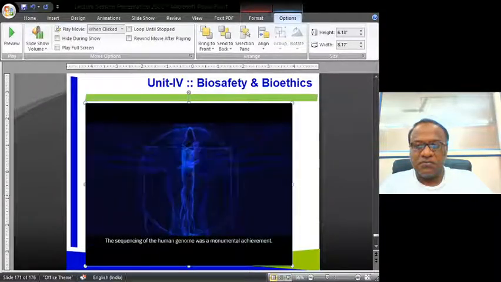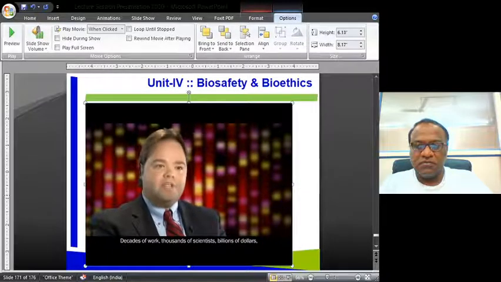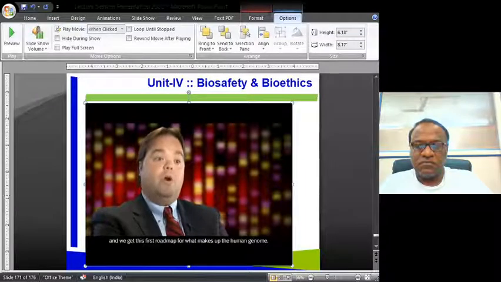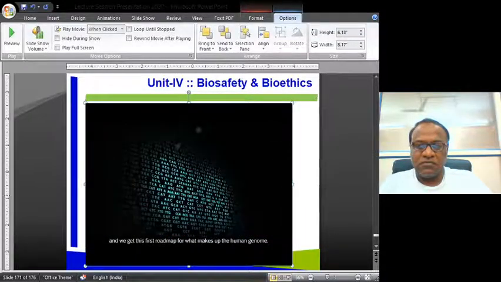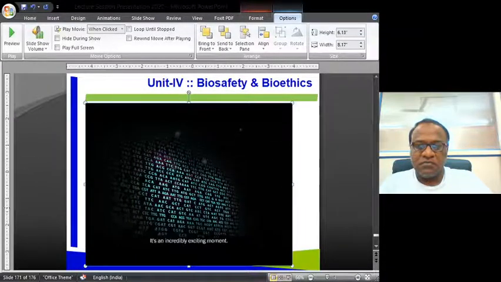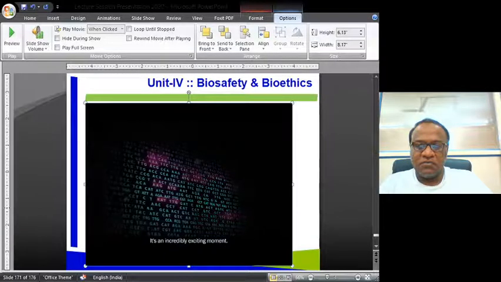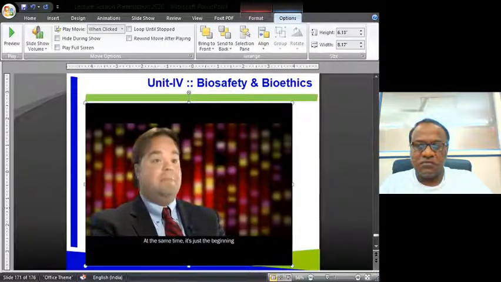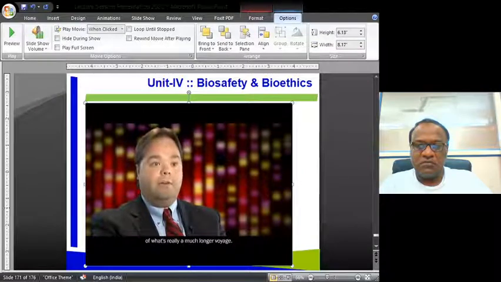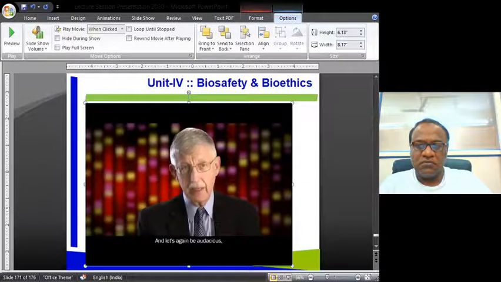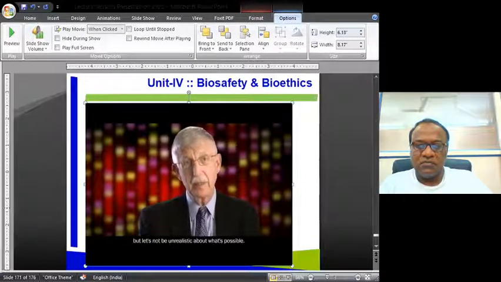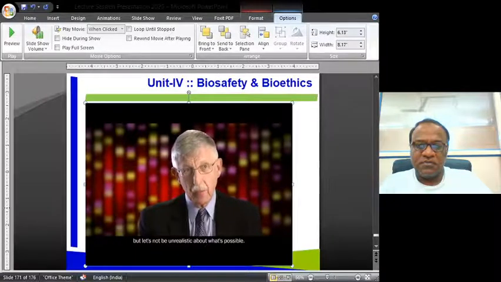The sequencing of the human genome was a monumental achievement. Decades of work, thousands of scientists, billions of dollars, and we get this first roadmap for what makes up the human genome. It's an incredibly exciting moment. At the same time, it's just the beginning of what's really a much longer voyage. And let's again be audacious, but let's not be unrealistic about what's possible.